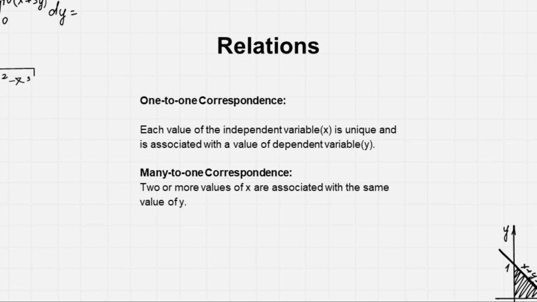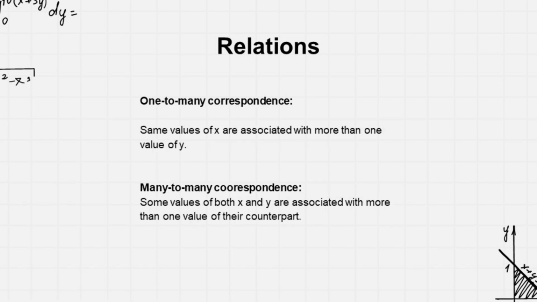First is one-to-one correspondence. One-to-one correspondence is when each value of the independent variable is unique and is associated with a unique value of the dependent variable. Second is many-to-one correspondence. Many-to-one correspondence is when two or more values of x are associated with the same value of y.